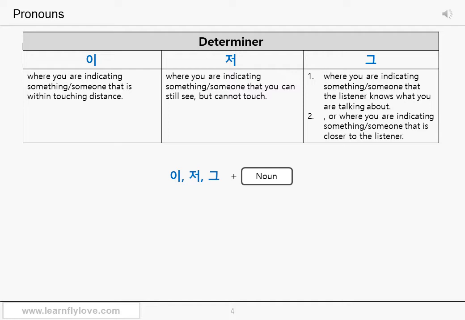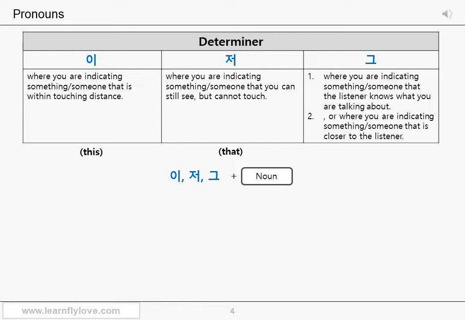Okay? The determiner 이 is used to indicate something or someone that is within touching distance. So it is basically English this. The determiner 저 is used to indicate something or someone that you can still see but cannot touch. So it is basically English that. The determiner 그 is a bit unique. You cannot find exactly the same thing in English.